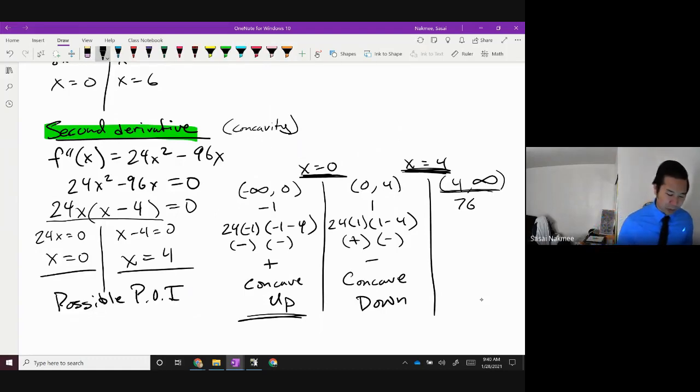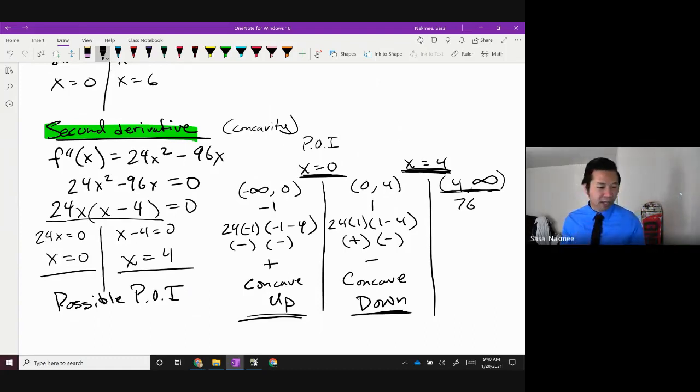And then that goes from concave up to concave down. So right here at x equals 0, we have a point of inflection that actually does change from one concavity to another. Okay? And then we're going to go back over here, and we're going to finish this off right here.